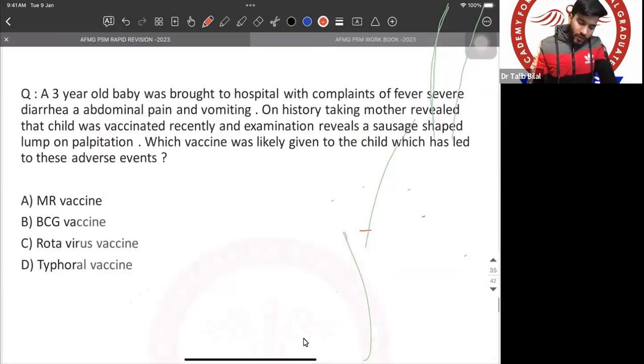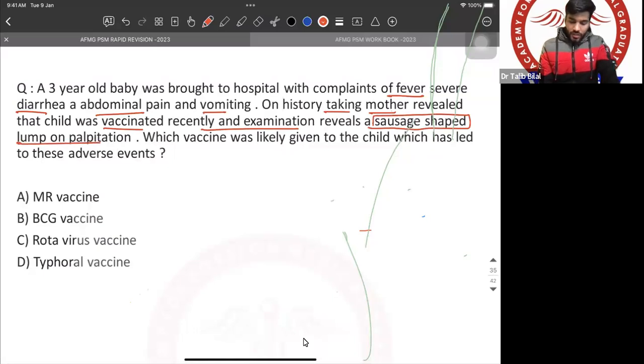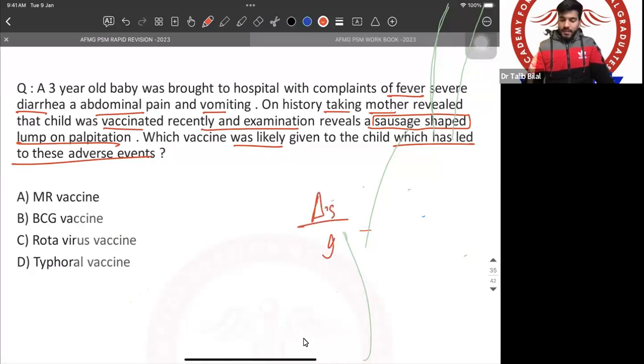Now the question, guys. A 3-year-old baby was brought to the hospital with complaints of fever, severe diarrhea, abdominal pain and vomiting. On history taking, the mother revealed that the child was vaccinated recently, and examination reveals a sausage-shaped lump on palpation. Which vaccine was likely given to the child, which has led to those adverse events? What is your diagnosis, guys? Sausage-shaped lump is a diagnosis of intussusception.